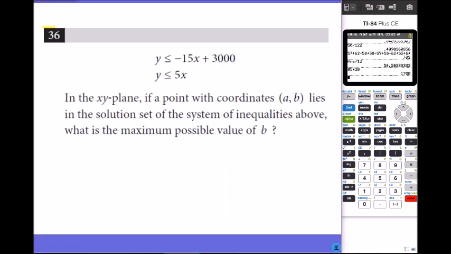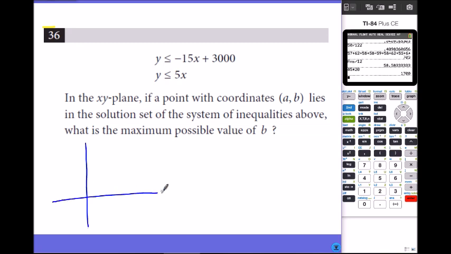36. The inequalities are given in the xy-plane. If a point with coordinates (a, b) lies in the solution set of the system of inequalities above, what is the maximum possible value of b? For this one, it's best to graph it. We can use a calculator.